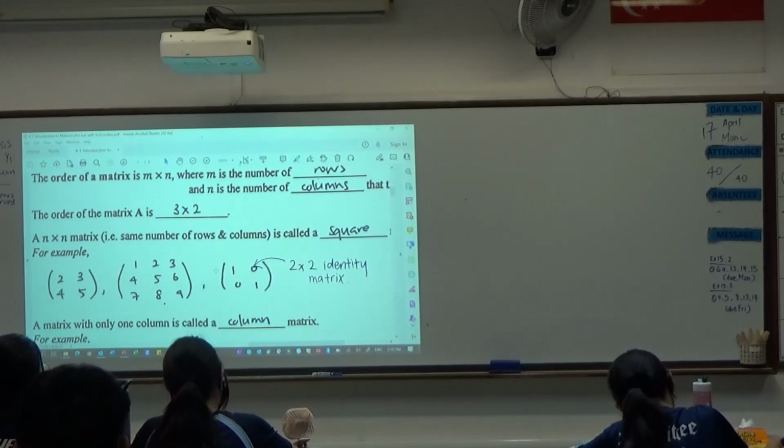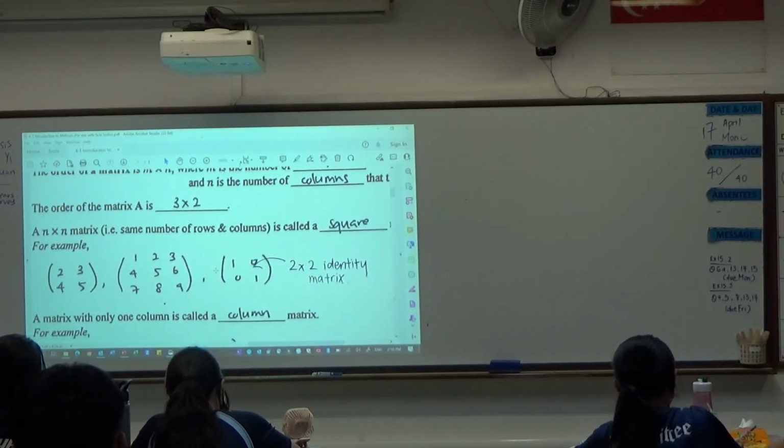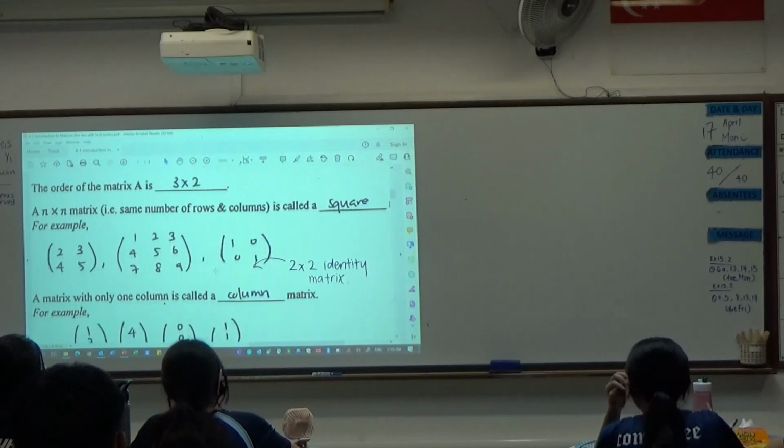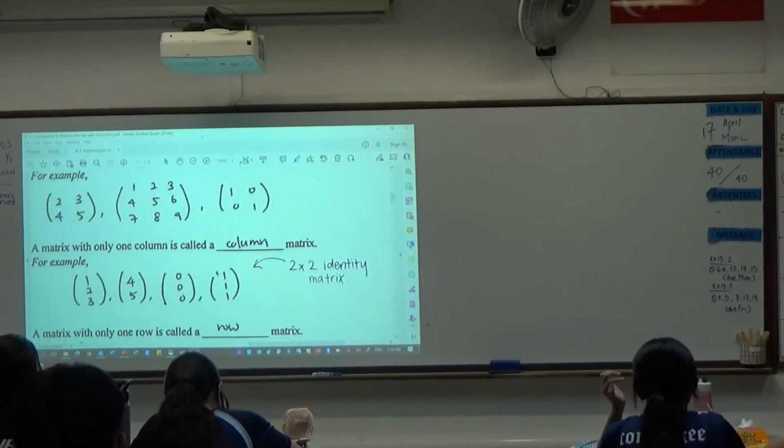Okay, questions? So we covered column matrix and also row matrices already.